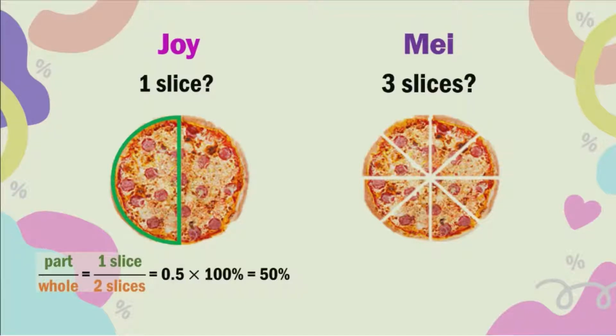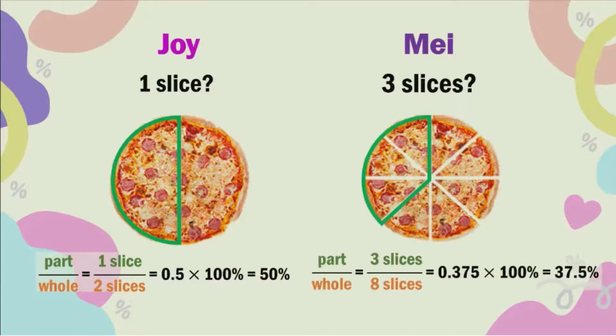1 divided by 2 times 100% is equal to 50%. While May offers you 3 out of the 8 slices of her whole pizza. 3 divided by 8 times 100% is 37.5%. Even if Joy has offered you only 1 slice of pizza, she is offering you 50% or half of her pizza. May's 3 slices is only 37.5% of her pizza. Grab that pizza from Joy and share it with the rest of your friends.